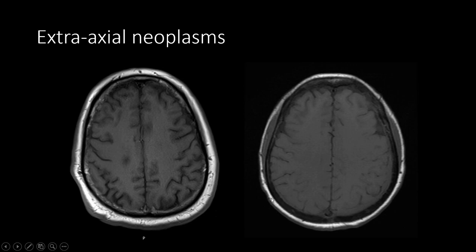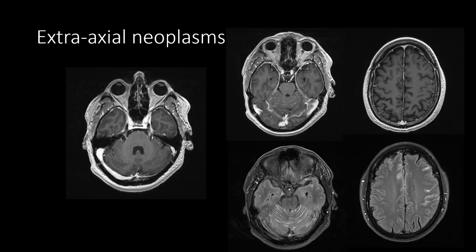metastatic replacement. This patient has lung cancer with leptomeningeal metastatic disease. And we can see in this patient abnormal enhancement of the trigeminal nerves, abnormal leptomeningeal enhancement overlying the cerebellar folia and within the sulci of the left frontal lobe and right frontal lobe.